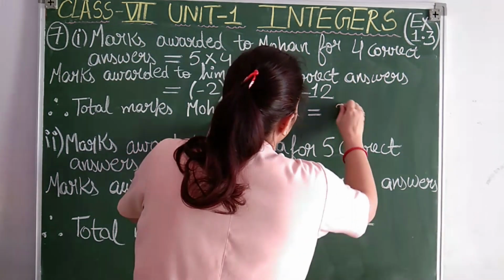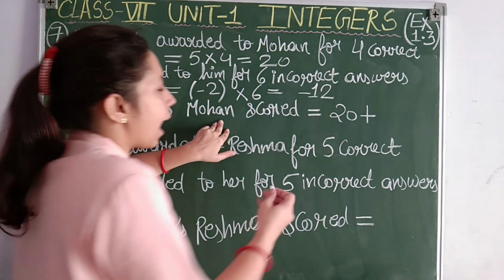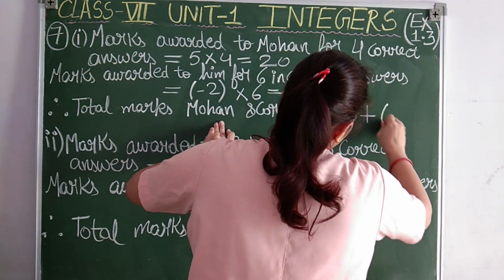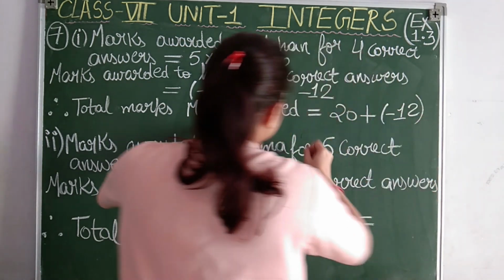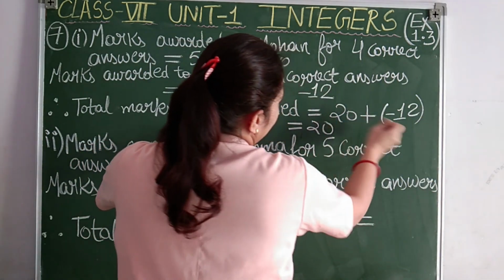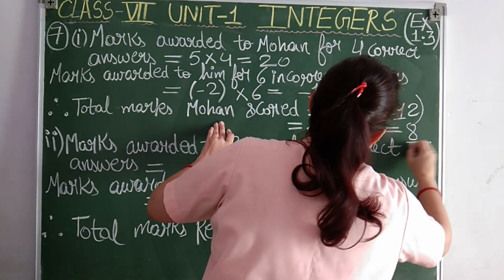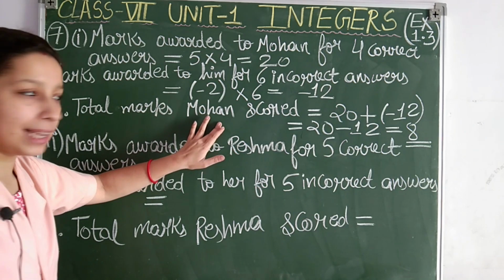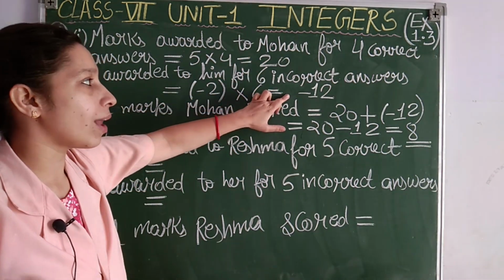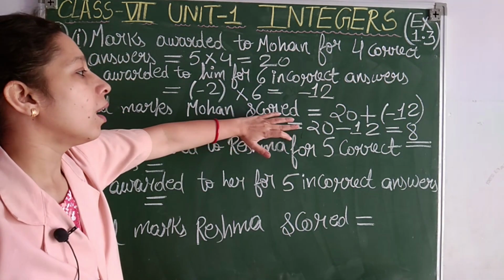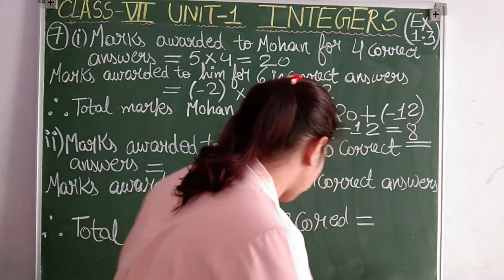Okay, then the total marks Mohan scored. How much is his total marks? For the total we are going to add his marks for correct answers and his marks for incorrect answers. Now see, 20 plus minus 12, so 20 minus 12. Finally Mohan scored 8 marks, students. Clear? He scored 20 for correct answers and he got minus 12 for incorrect answers. So finally his total marks is 8. Okay, then the next question, students.